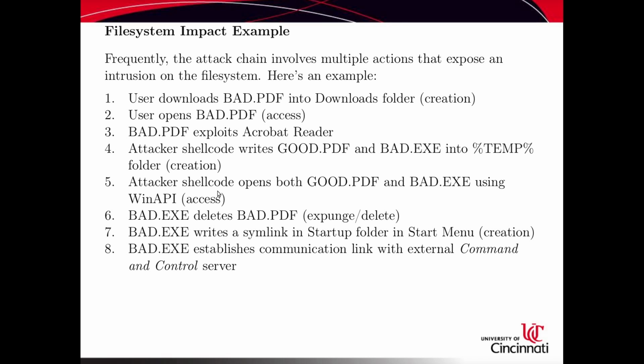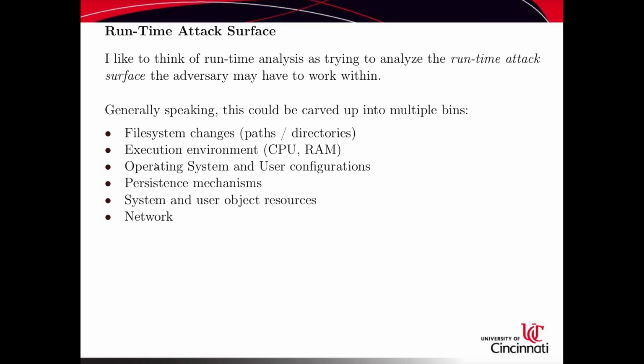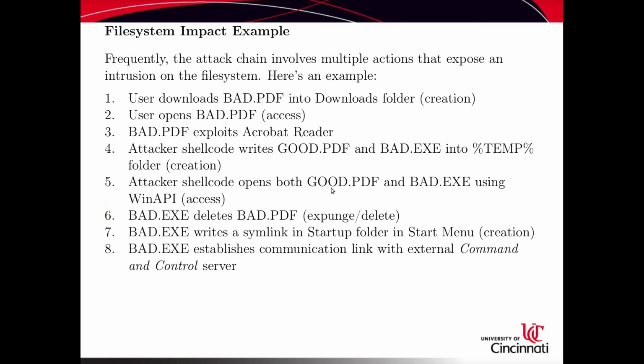Then the next step is the attacker shellcode opens both of those. So it uses a WinAPI shell call. And WinAPI is basically an operating system or library function provided by Windows. So it's a C function provided by Windows that allows Windows to just open either one of these. And what Windows will do in response to that is it will look inside the system configuration. So I mentioned up here that there's operating system and user configuration.